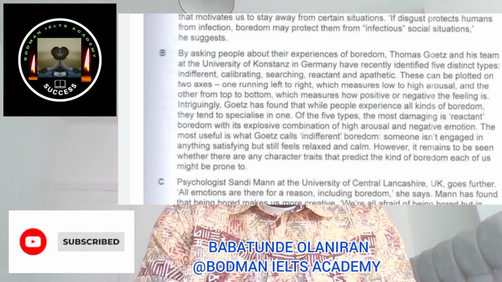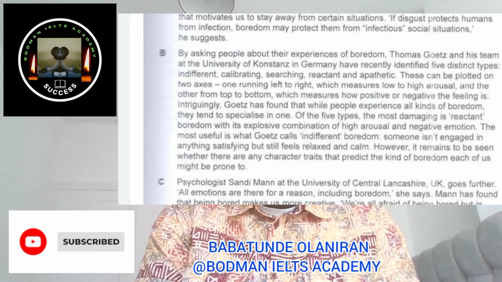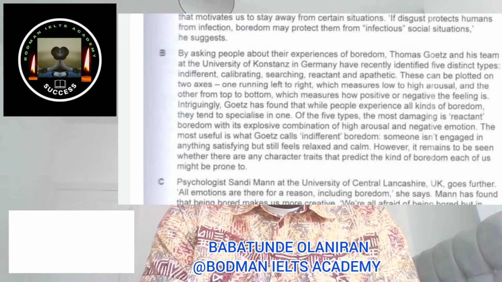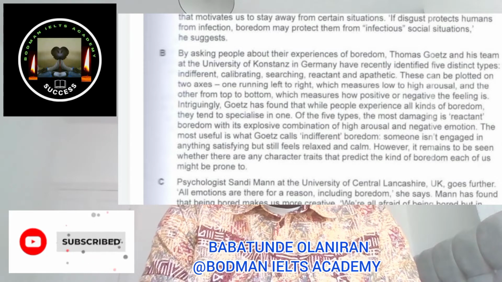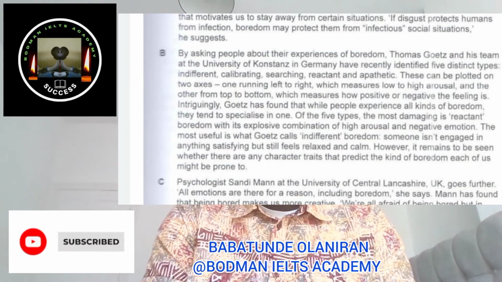Now, that is the first sentence. This can be plotted on 2 axes, one running left to right, which measures low to high arousal, and the other from top to bottom, which measures how positive or negative the feeling is.